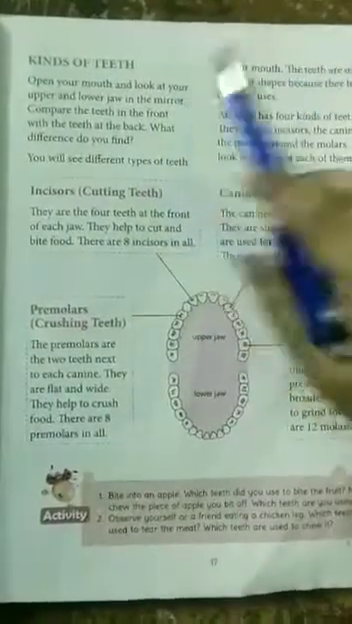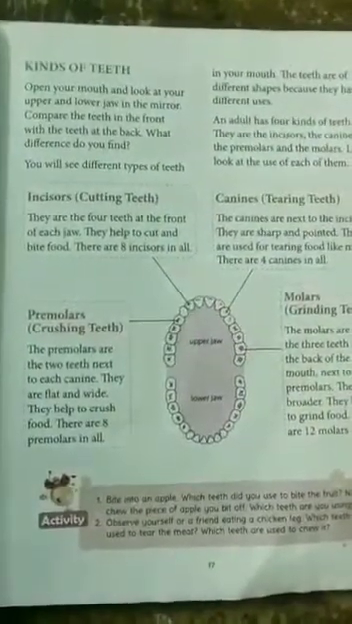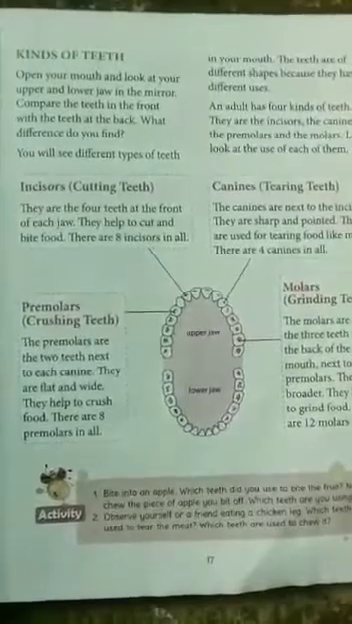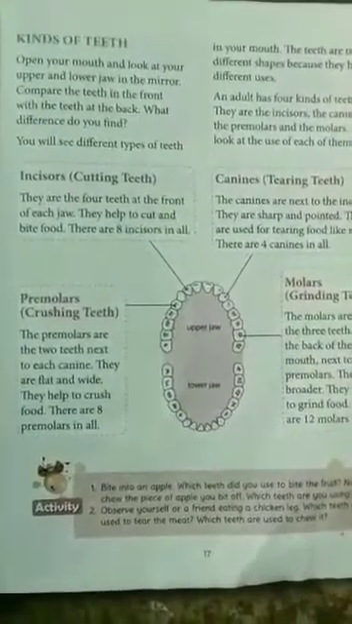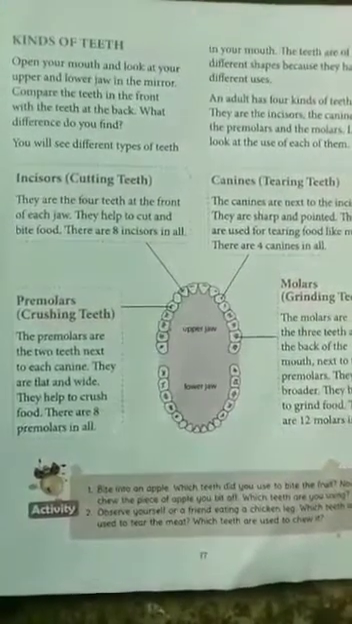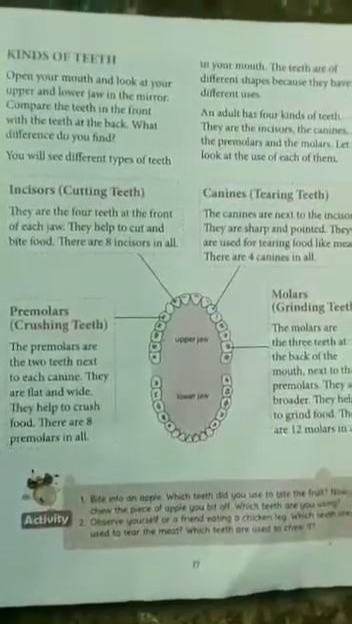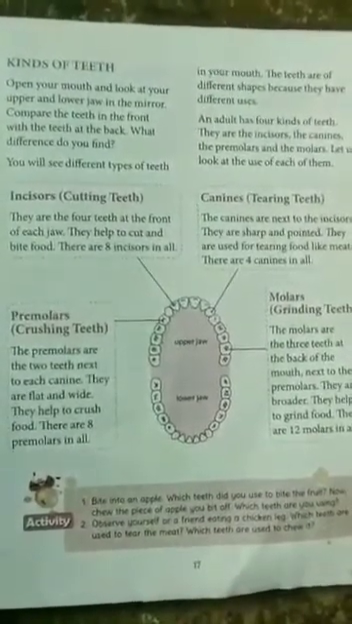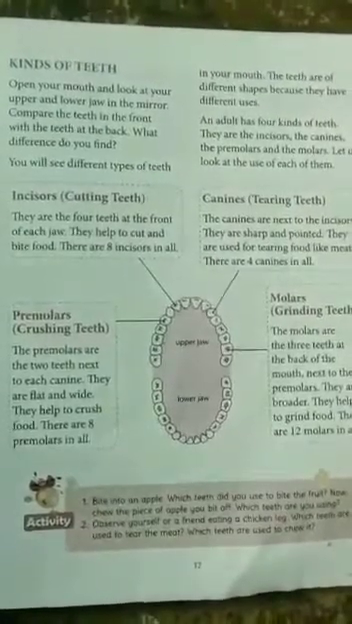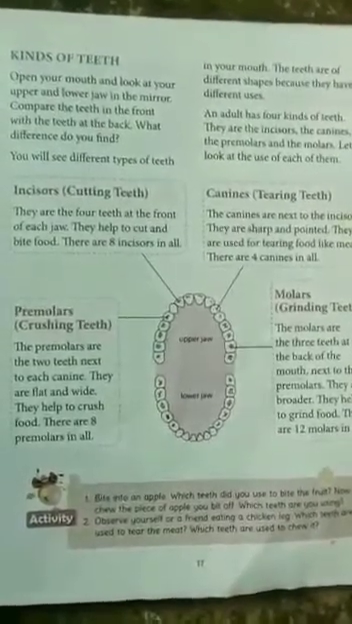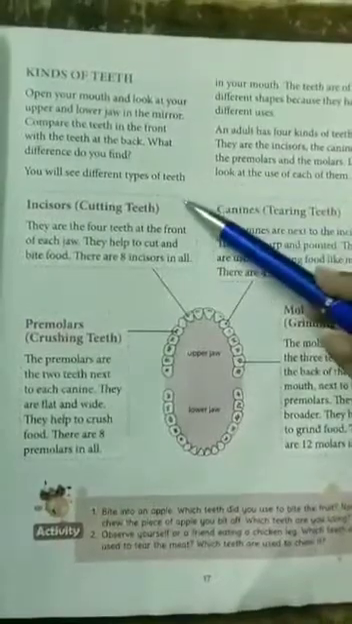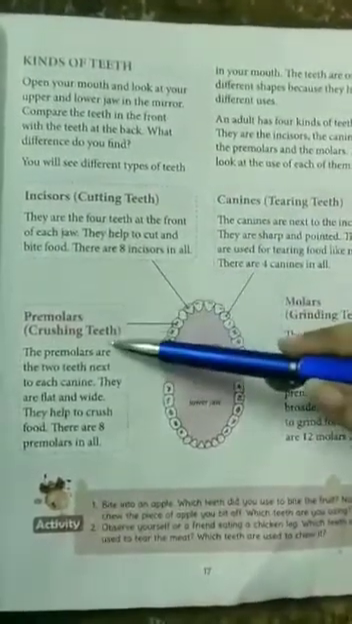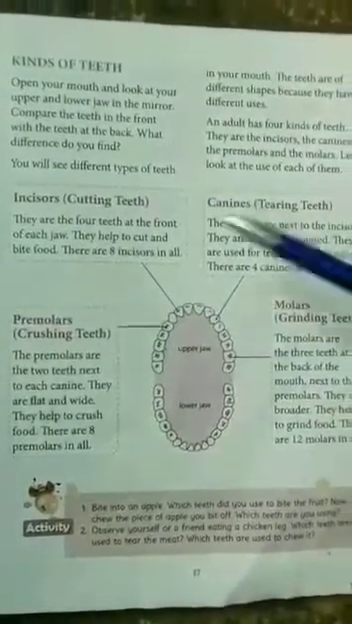Kinds of teeth. Inside our mouth, we have upper jaw and lower jaw. Jaw means set of bones that holds our teeth. The teeth are of different shapes because they have different uses. An adult has 4 kinds of teeth: incisors, canines, premolars and molars.